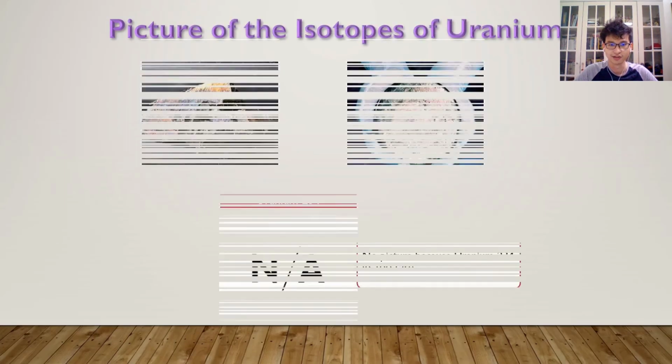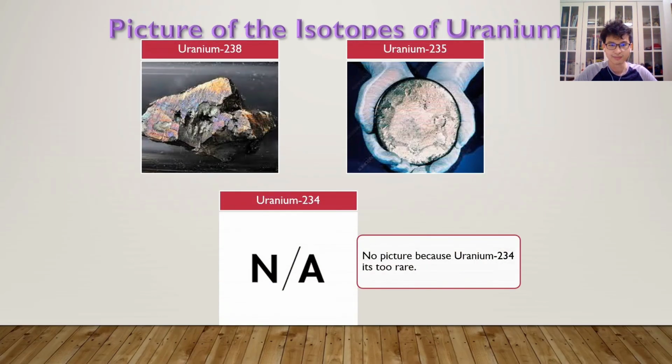Now, I will show you some pictures of isotopes of uranium that can be found on Earth. Pictures can be found for uranium-238 and uranium-235. However, uranium-234 cannot be found as it is too rare and there is too little abundance of it on Earth.